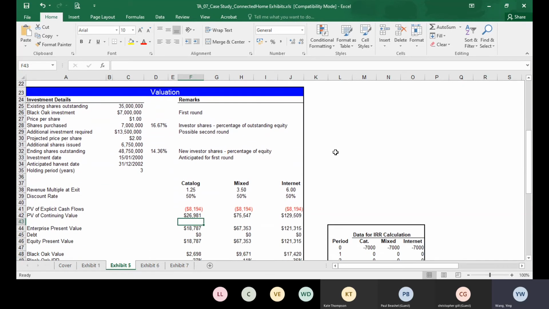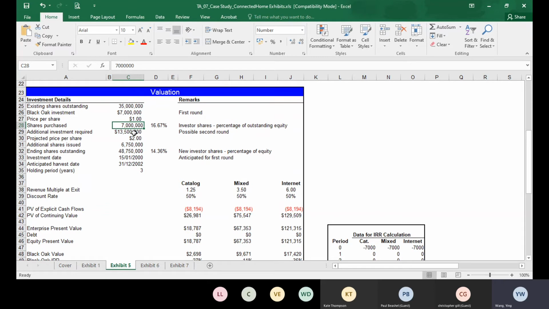Connected Home wants to give Black Oak, the investor, 60% share. So what they propose, they need $7 million, and each share is worth $1 when they seek this investment. Therefore, the total shares purchased is 7 million.